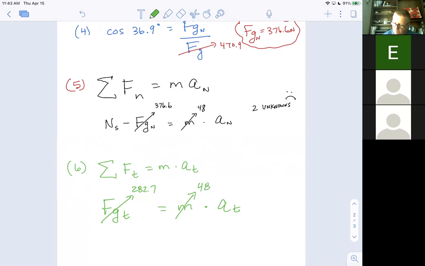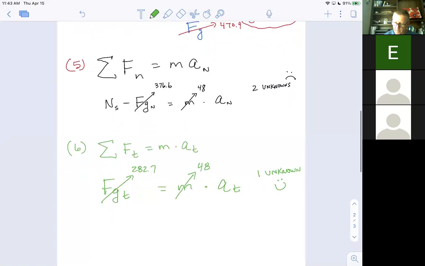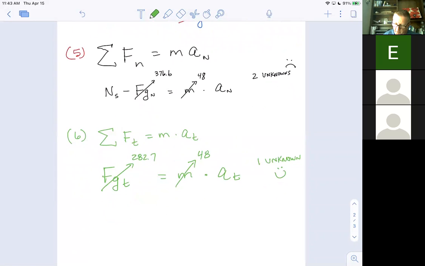This equation, one unknown. Happy. I can solve for acceleration tangent now. So obviously I'm just dividing both sides by 48. And if I do that, I get acceleration tangential is about 5.9 meters per second squared. I don't remember what this question was asking, but that feels like something that's kind of more important.